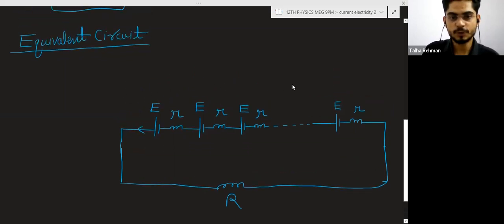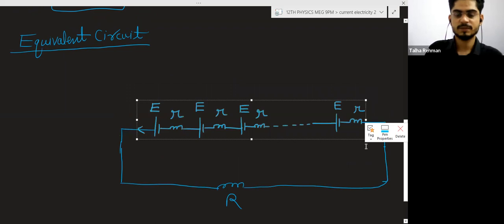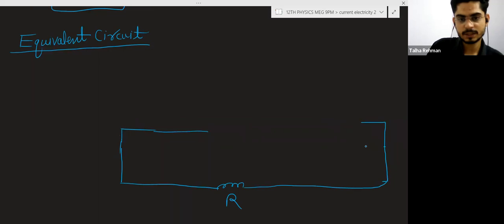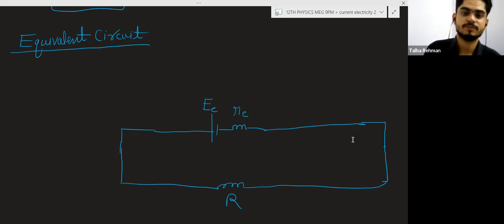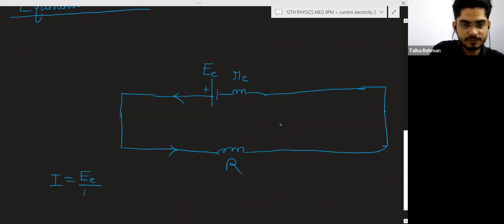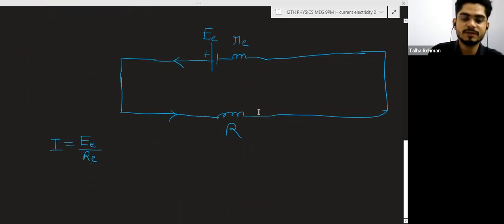Now what you will do, you will remove all these resistances, all these cells, and connect a single cell. Connect a single cell of EMF E equivalent, and R equivalent. So in this circuit, the direction of current is this. So how will you calculate the current? You will calculate the current as equivalent EMF divided by the equivalent resistance.